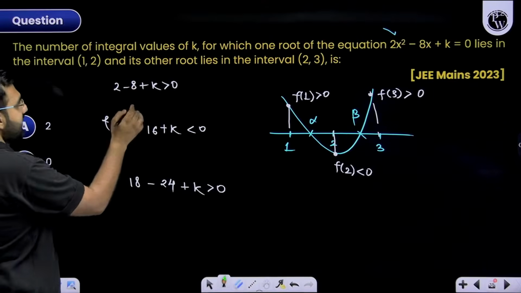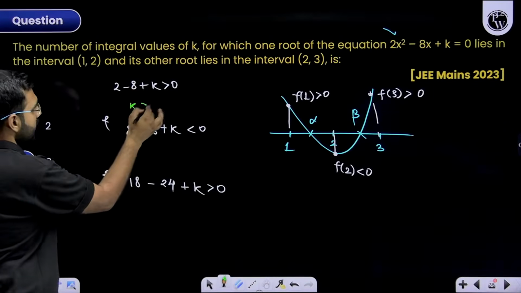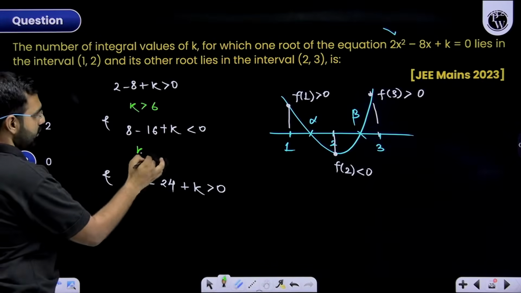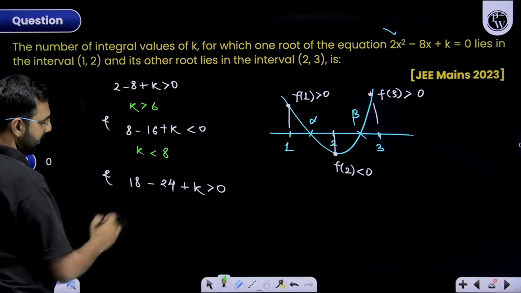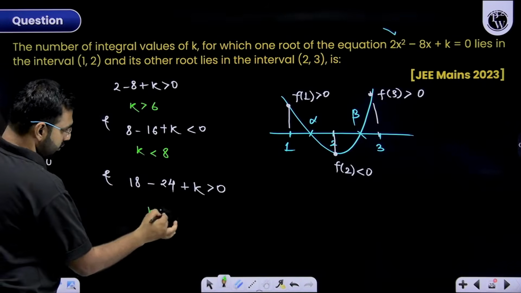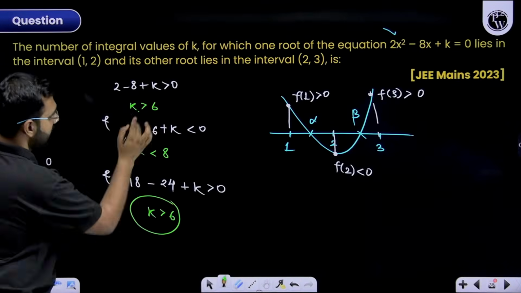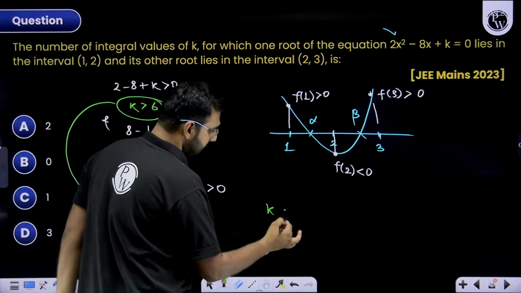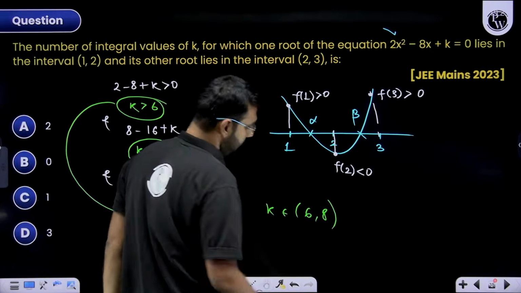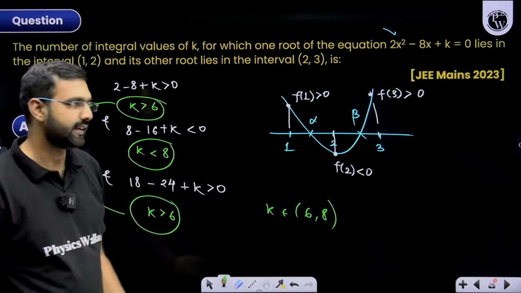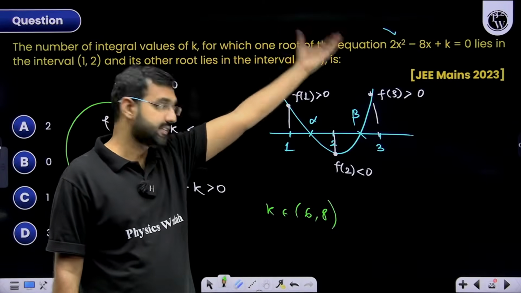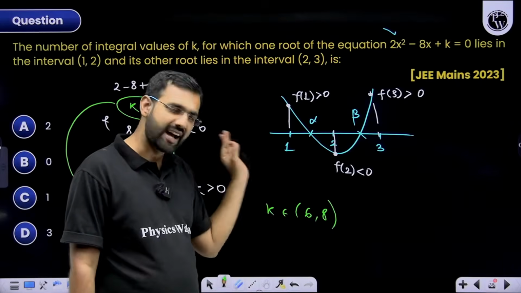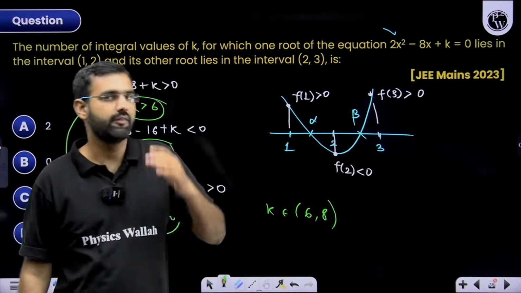2 minus 8 is 6, so k minus 6, of course, so k should be greater than 6. 8 minus 16, that is how much? I think minus 8, so k should be less than 8. Here, 18 minus 24, again minus 6, so k should be greater than 6. So if I take the intersection, k greater than 6, k greater than 6, so they are the same, k less than 8. So I'll say that k lies between 6 and 8. So any value of k if I take between 6 and 8, it will ensure that this equation has roots between 1 and 2 and 2 and 3. One root exactly between 1 and 2, the other root exactly between 2 and 3.